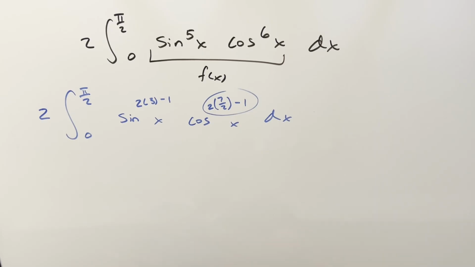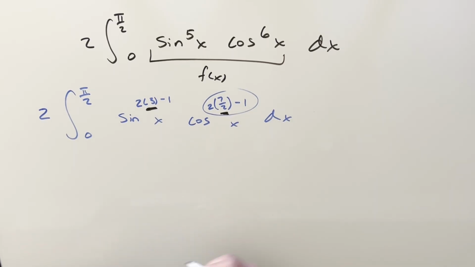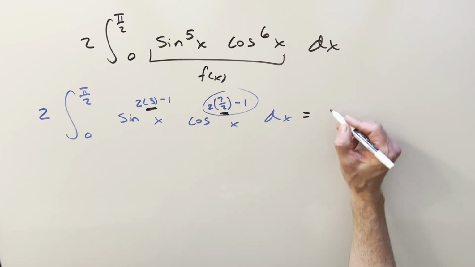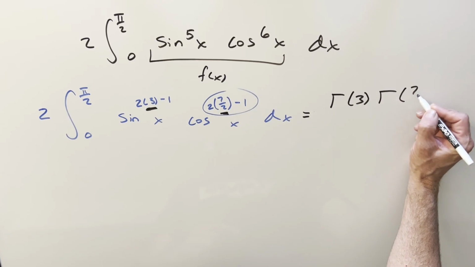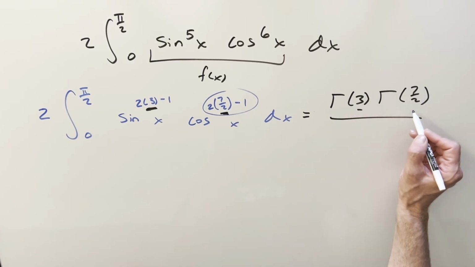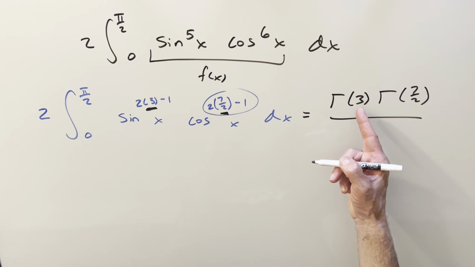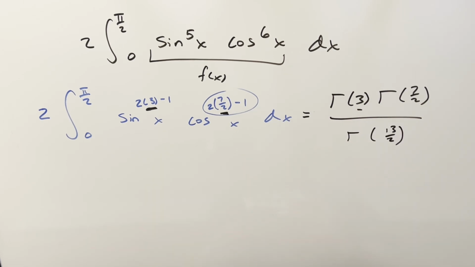Doing it like this, our input on the beta function is just going to be this number here and here. So we'll go to our formula on it. This is going to become gamma of 3 times gamma of 7 halves. And then the denominator on it's going to be just the sum of these two values. Get a common denominator like 6 over 2, and this becomes gamma of 13 over 2.